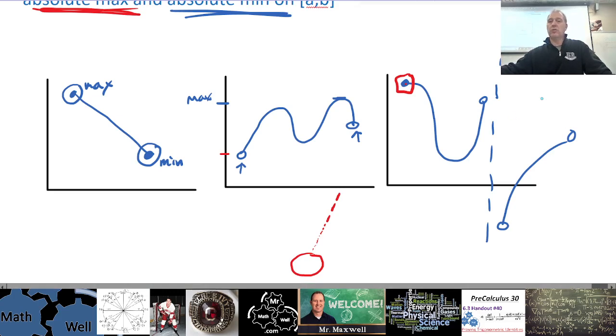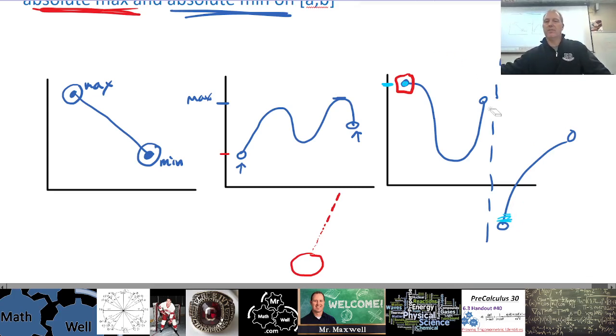Again, it could be true that we can identify a maximum. This appears to be the max, right? It's defined, and that appears to be the highest point in the graph, but we don't know that for sure. We could guess. The lowest point appears to be somewhere over here, but because it's open-ended, we can't identify it.